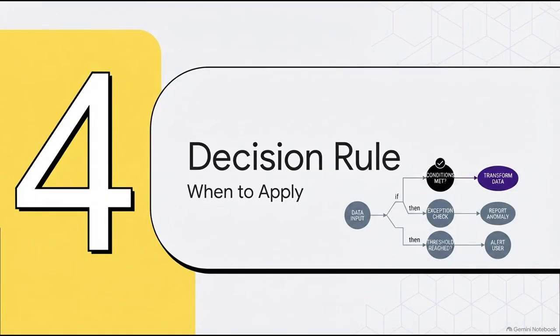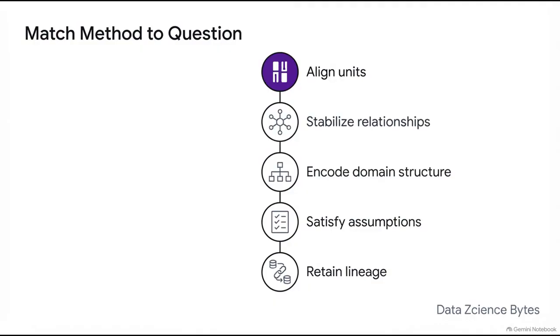Let's transition to part 4, the decision rule. So when should you actually trigger this process? You apply transformations to align units, stabilize relationships, encode domain structure, or satisfy the strict assumptions of a specific method. And you do all of this while always retaining that lineage back to the original values. But if you take away one thing, it should be this golden decision rule. Match the method to the specific question, the available data, and the cost of error. Don't just choose a technique because it's popular or looks fancy. Stop and ask yourself, are the inputs appropriate, and does the output actually answer my real question?